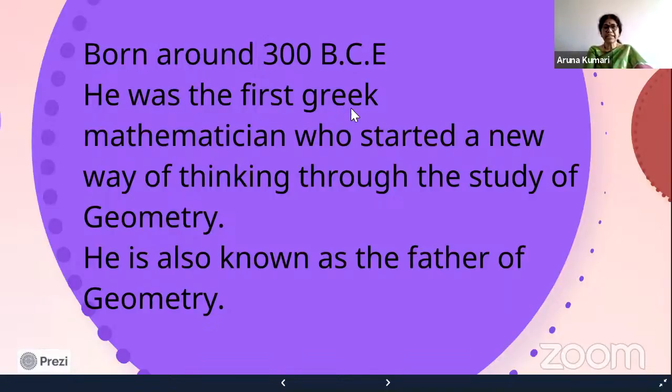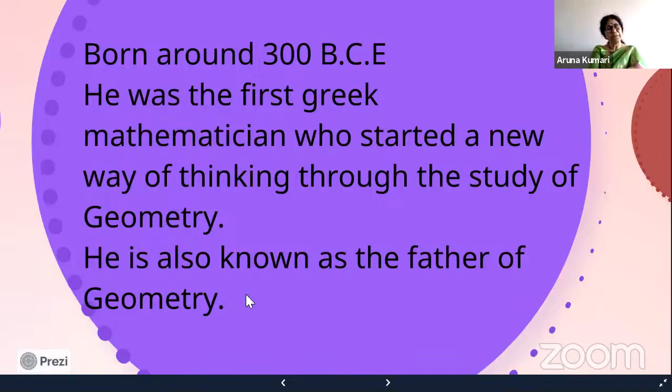He was the first Greek mathematician who started a new way of thinking through the study of geometry. Even though he was born around 300 BCE, he was the first Greek mathematician. There were so many Greek mathematicians out there, but Euclid was the first who started a new way of thinking through the study of geometry. That's why he is known as the father of geometry.